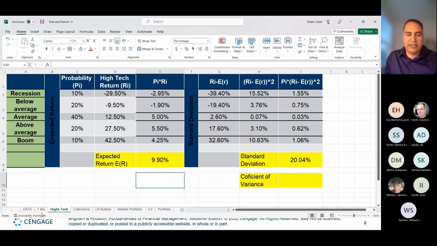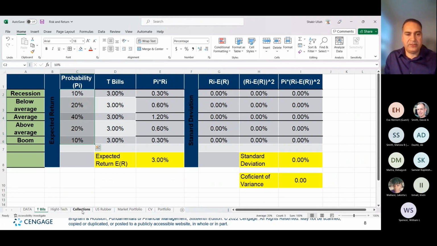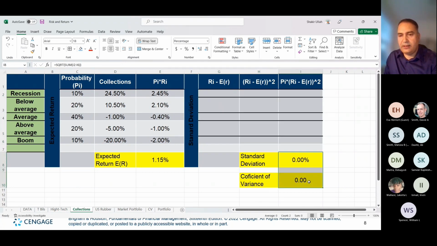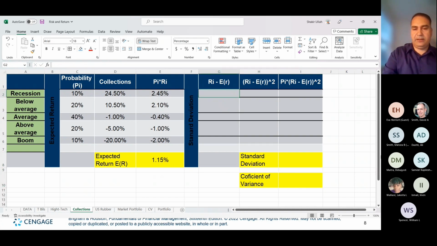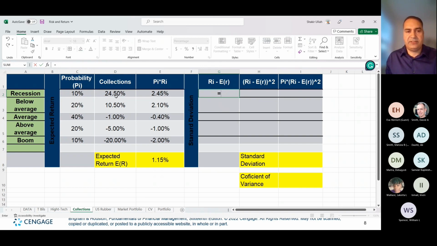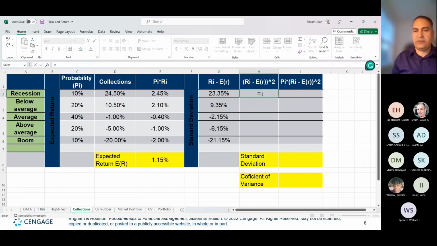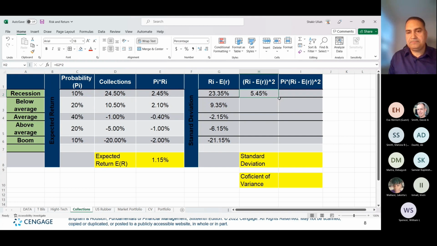And we can do that for the other industries, for the other assets as well. Like for example, for the collections, let's do that whole process again for this one, and then you will be able to understand the rest. So the RI, which is the given return minus the expected return. So given return is 24.5 in this case, minus the expected return, which is 1.15%. And let me put the dollar sign here so that when I drag it down, the expected return reference does not change. And the next step is to square this number. So this number raised to the power 2, I squared it. Okay, drag it down, and you have those numbers.